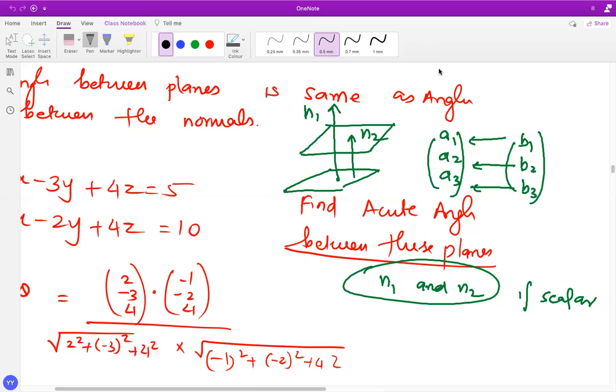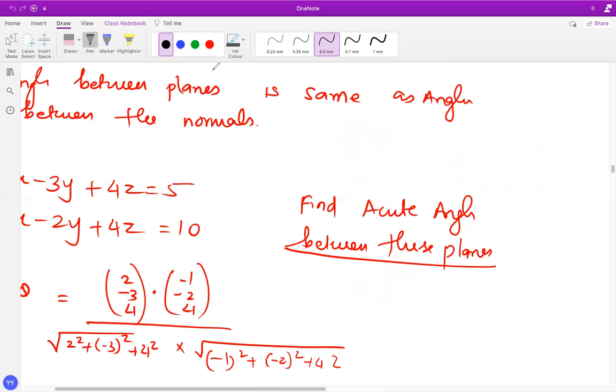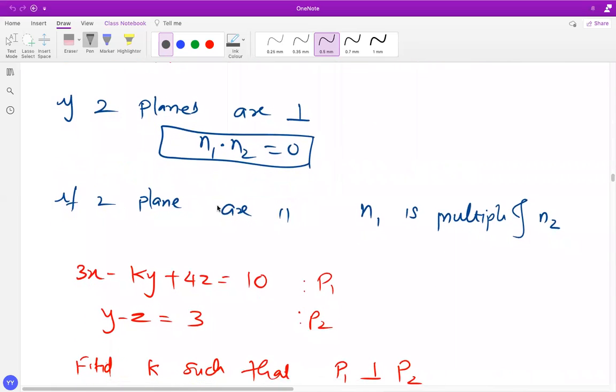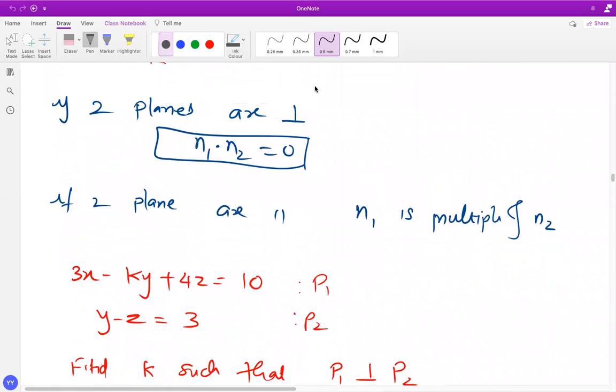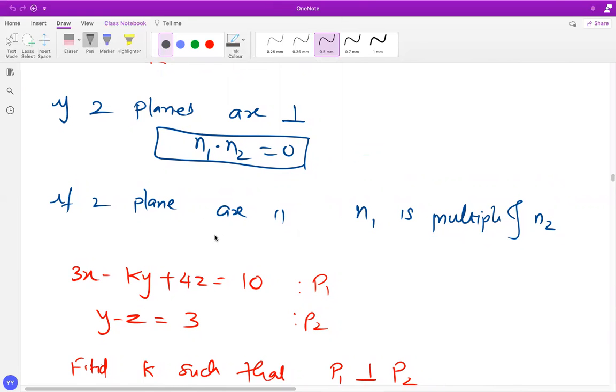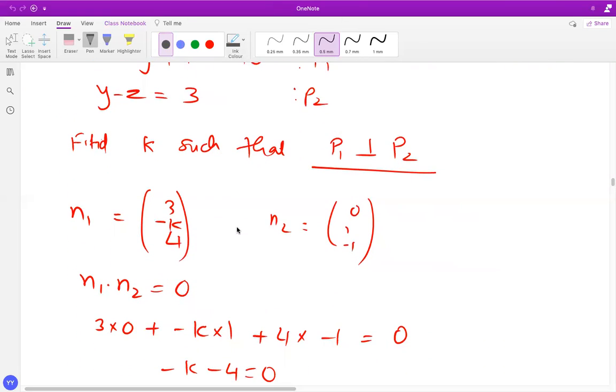So that's how you tackle the situations where the planes are parallel and perpendicular. Now, coming back to the second application, here is the summary that I just discussed. If the two planes are perpendicular, the dot product of the two normals is 0. If they are parallel in space, then N1 and N2 are multiples. So let's take an example.